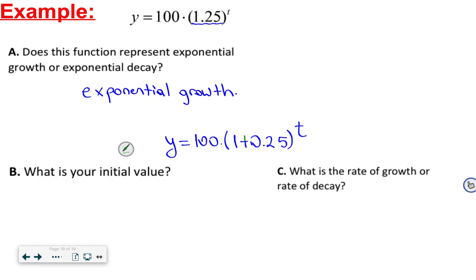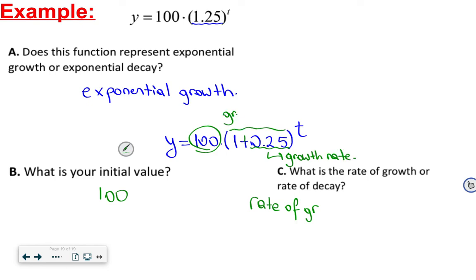What is the initial value? Initial value is 100. And what is the rate? Growth, because this is going to be the growth rate. Why? Because the growth factor is greater than 1. Rate of growth is 0.25 or 25 over 100 or 25%.